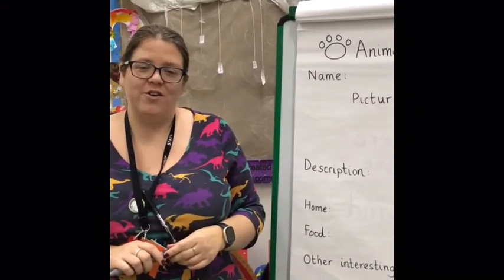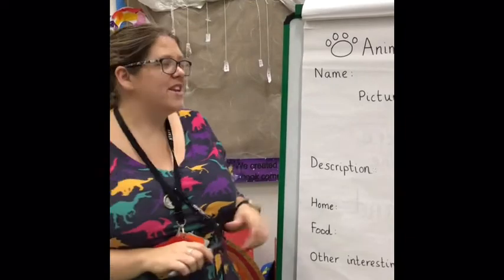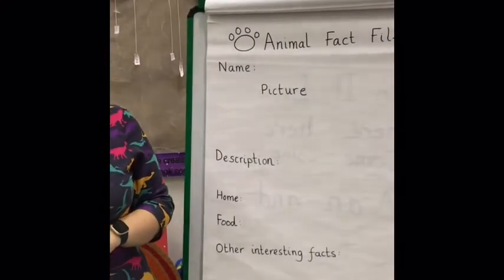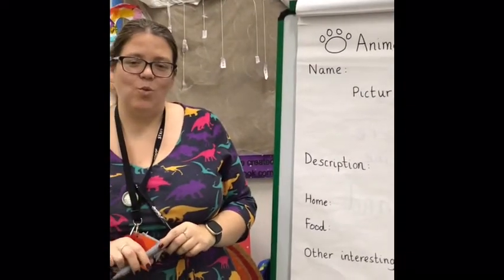Reception. So today we're going to do some model writing. So your challenge today is to make a fact file for one of the big five. Now you've been listening to Miss Wimpney reading the story of the Ugly Five. So I'm going to model writing my animal fact file using one of the Ugly Five. So the name of the animal that I'm going to write about today in my fact file is a warthog.